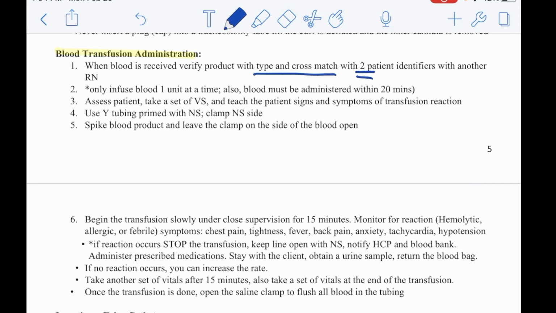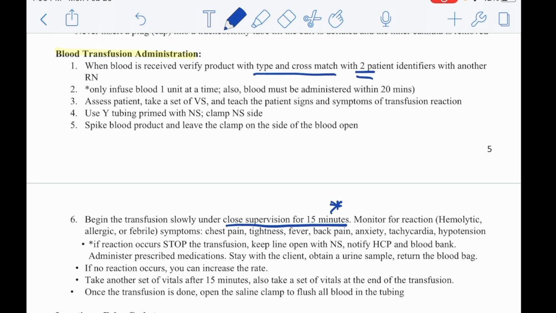Use a wide tubing primed with normal saline, clamp normal saline side. Spike the blood product and leave the clamp on the side of the blood open. Begin the transfusion slowly under close supervision. This is key, close supervision for 15 minutes. We're going to monitor for a reaction.